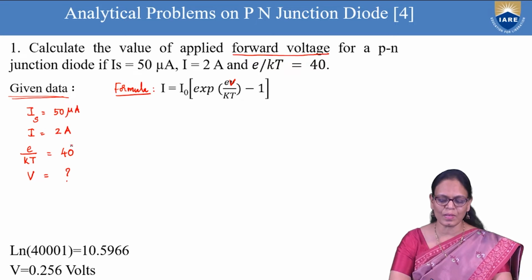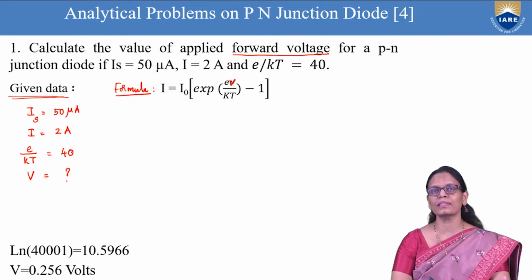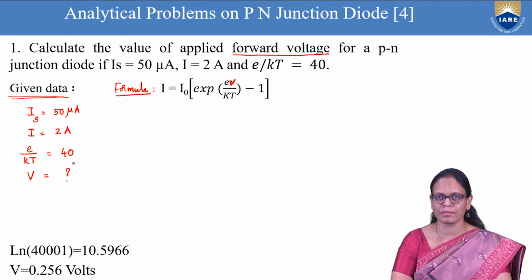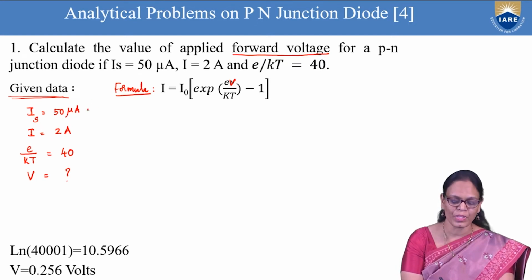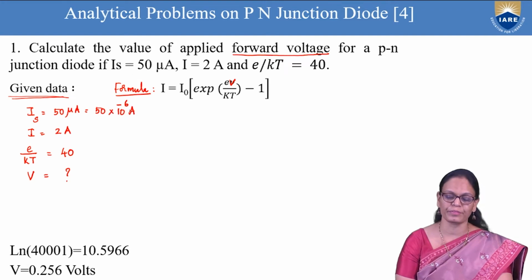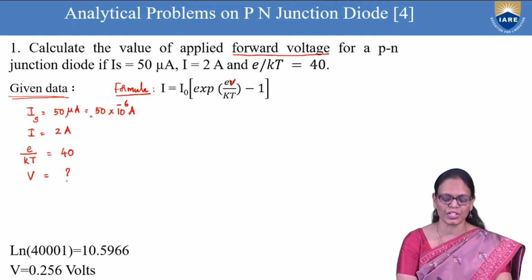So let us now substitute the values, but before substitution, let us see whether all the given quantities are in the same system or not. Here, the saturation current Is is given in microampere. So we need to convert it into ampere, 50 into 10 power minus 6 ampere. The saturation current, we have converted it into ampere.